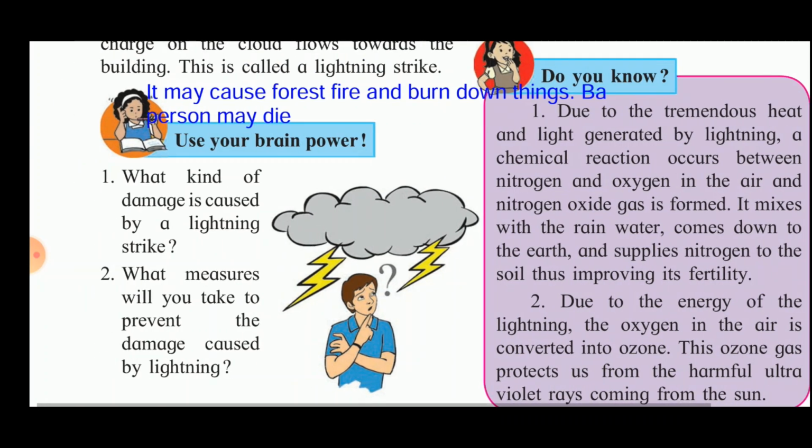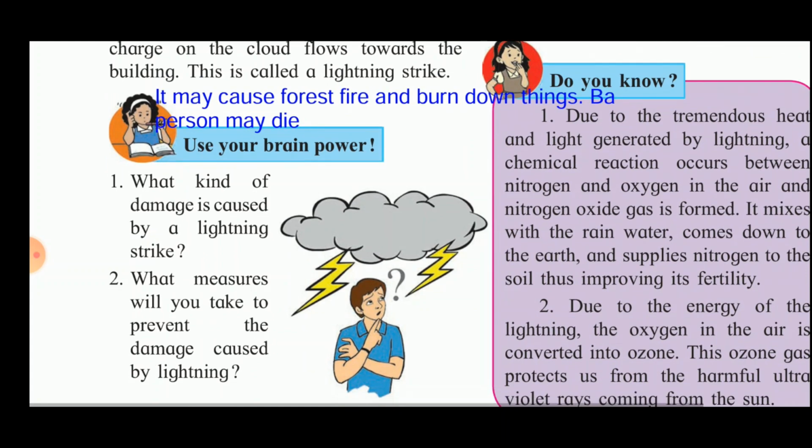Now, what kind of damage is caused by a lightning strike? A lightning strike may cause fire and burn things. The person or the animals on whom it falls may also die. So, what measures will you take to prevent the damage caused by lightning?